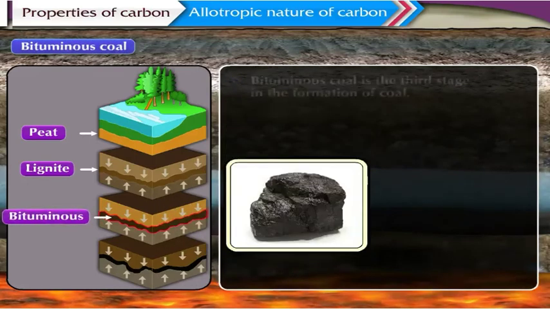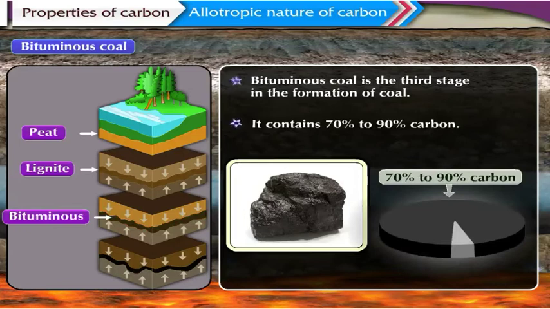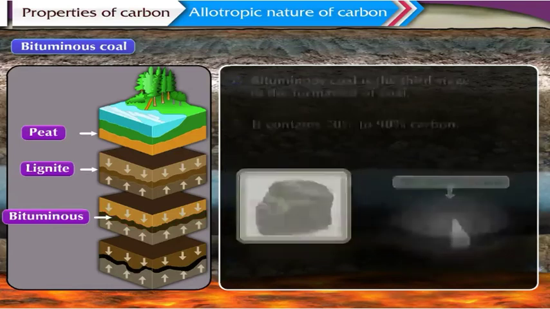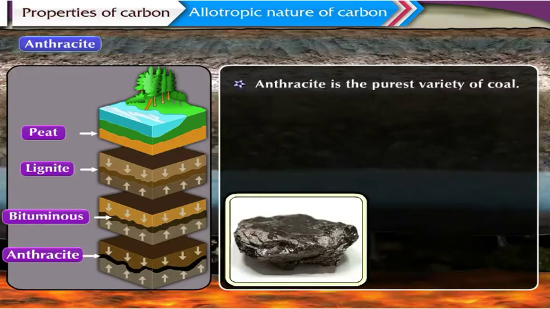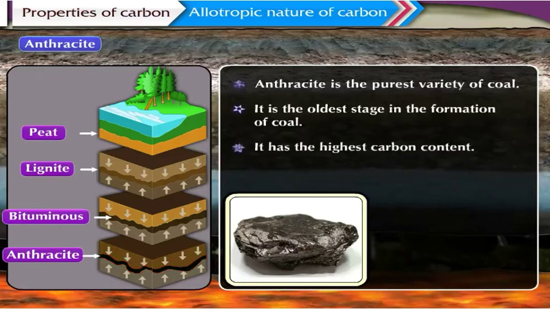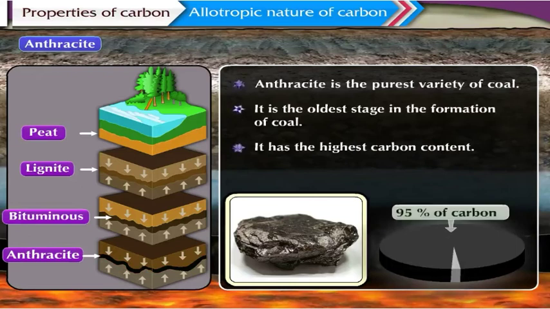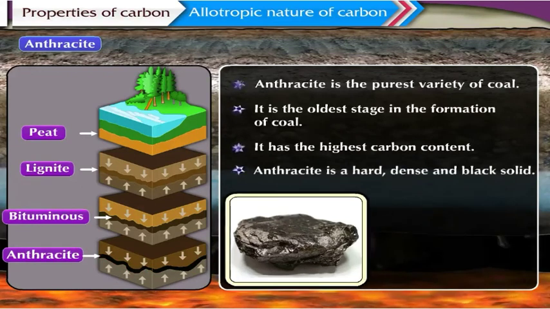Bituminous coal. Bituminous coal is the third stage in the formation of coal. It contains 70% to 90% carbon. Anthracite. Anthracite is the purest variety of coal. It is the oldest stage in the formation of coal. It has the highest carbon content. It contains about 95% of carbon. Anthracite is a hard, dense, and black solid.